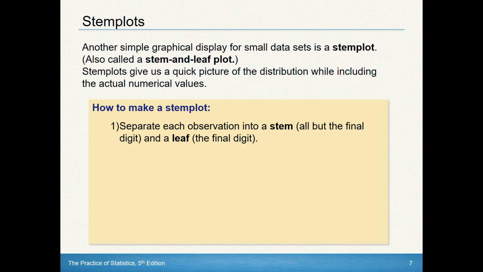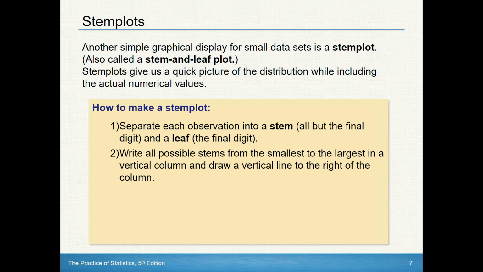Unless it's a situation where you have really, really big numbers and you want to trim those values, and you can decide how you want to trim them based on the numbers that you have. All the stems go from smallest to largest in the vertical column, and don't skip any. So, for instance, if you have a lot of numbers in the teens, a lot of numbers in the 20s, and then you don't have any numbers in the 30s, but you have numbers in the 40s, you still have to write the stem of a 3.